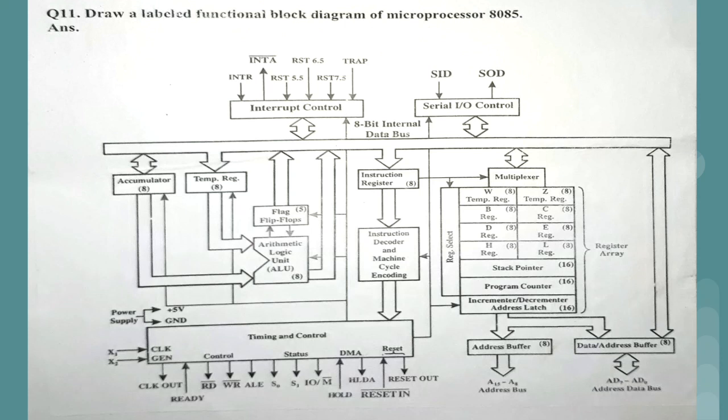So whenever we want to carry the memory location, then both the buffers will be in use, and whenever we just need to carry the data, then only the data/address buffer will come into the picture. I hope the upper part and the lower part are clear to you. In the upper part we have interrupt control and serial input output control, and in the lower part we have the timing and control section, address buffer and data/address buffer.